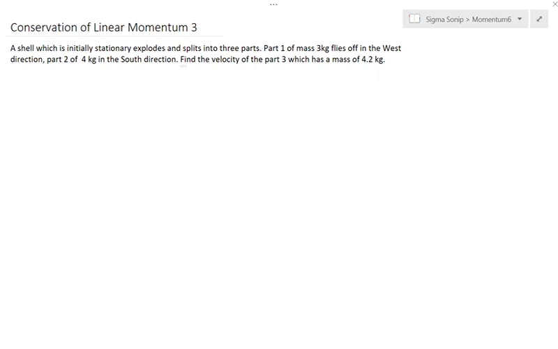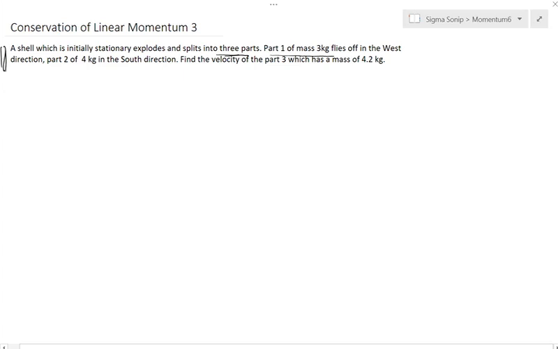Okay, this is the next problem in this series, and it relates to conservation of linear momentum. So the problem is stated here. There's an explosive shell, which is initially stationary, and it explodes and splits into three parts, not equal. Part 1 of mass 3 kilogram flies off in the west direction.